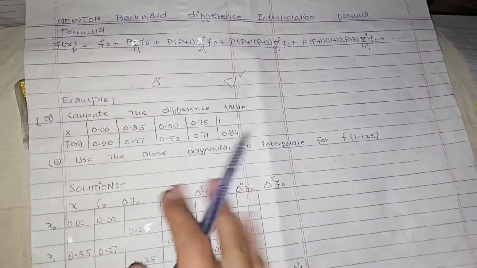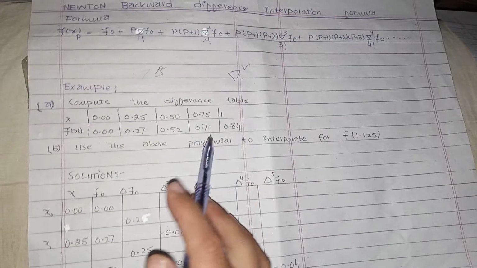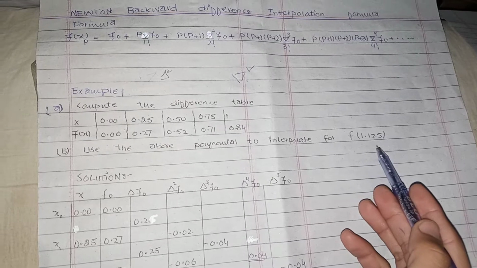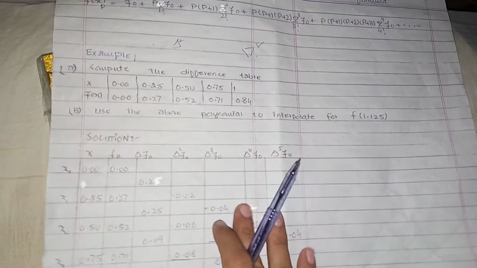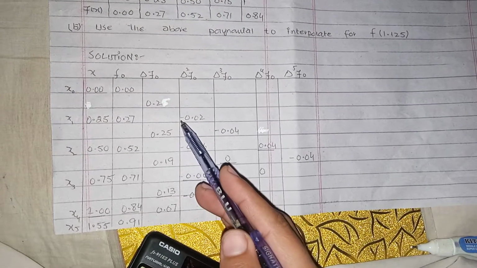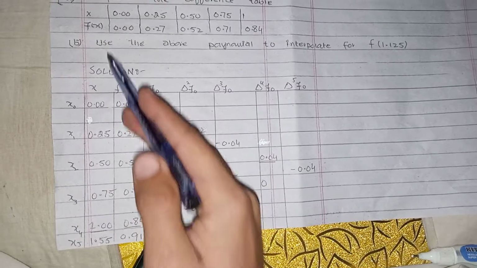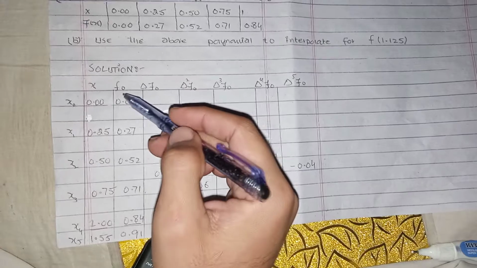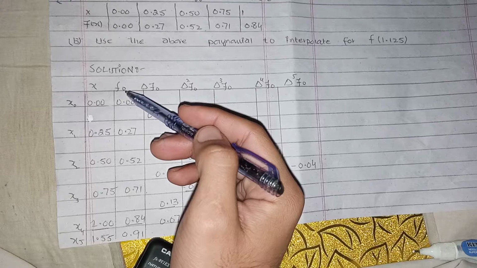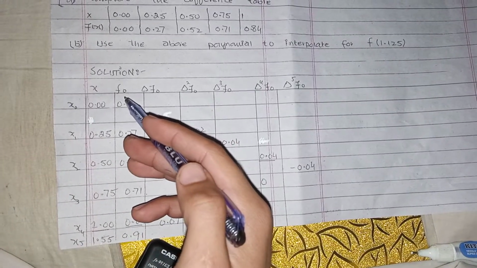Okay, so this is the given data that they have given us, and they are asking us to interpolate for this value, 1.125. So from here you will make a tabulated table for this, and you will write all the data in it. This is the given x and f naught. F is f of x. You can represent it also as f naught or f1 or something else; it depends on you what name you give.